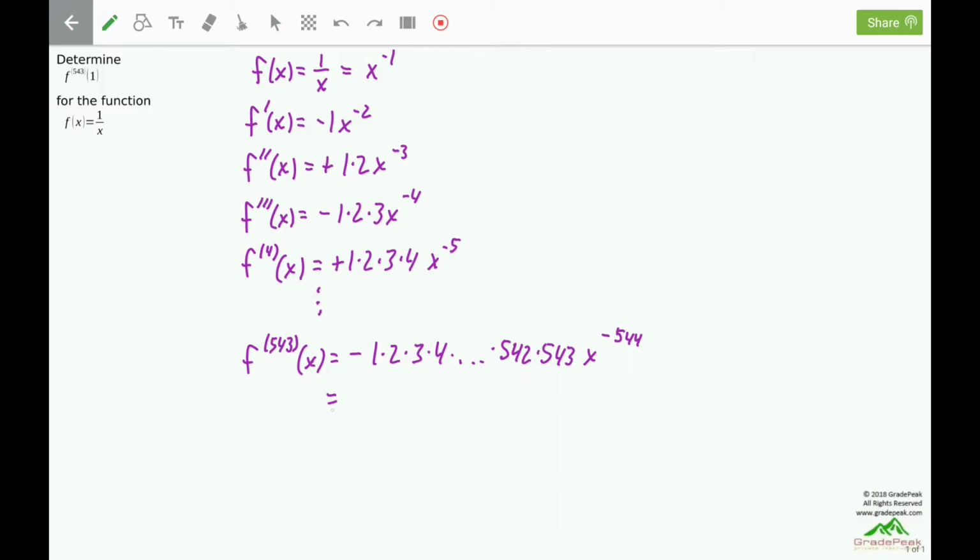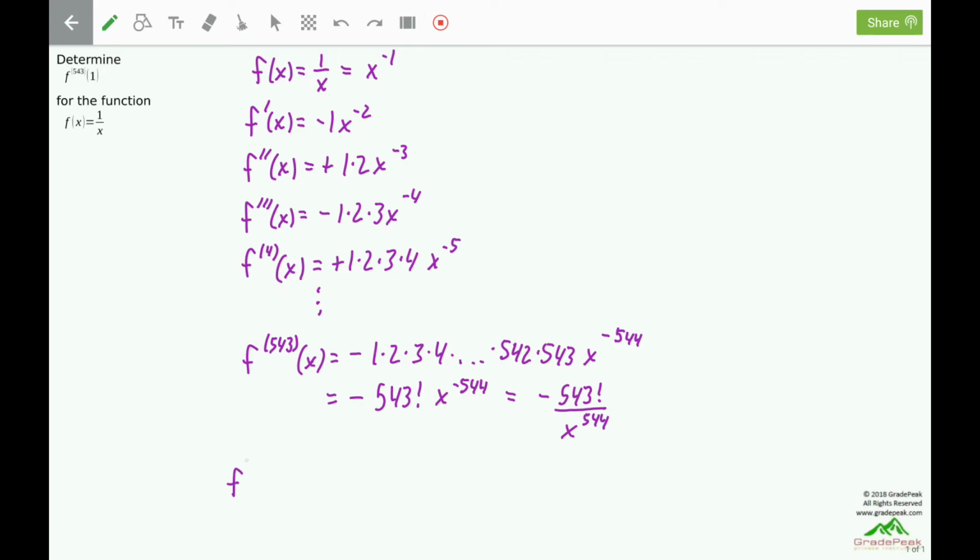Now we can write this a little bit simpler. We have a negative 1 times 2 times 3 times 4 all the way up to 543, which is called 543 factorial. And then we have x to the negative 544 power. And we can therefore rewrite that by moving it to the denominator. So we have a negative 543 factorial. That's all just a number. And then over x to the 544 power. There's our f 543, or the 543rd derivative.